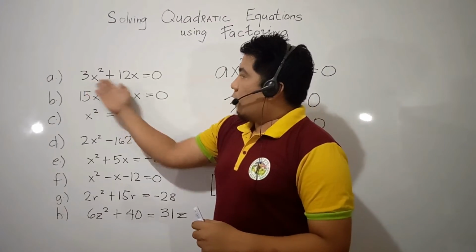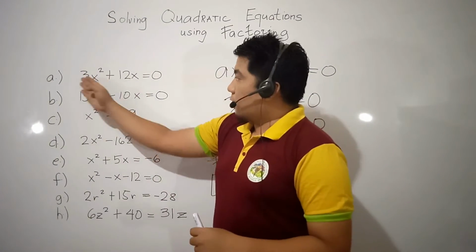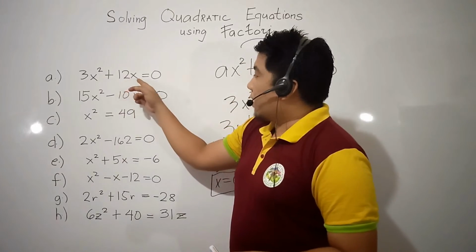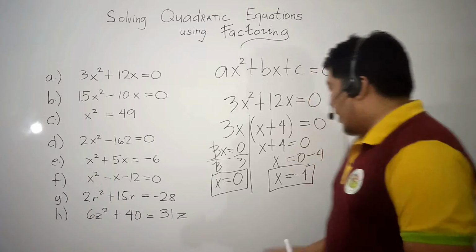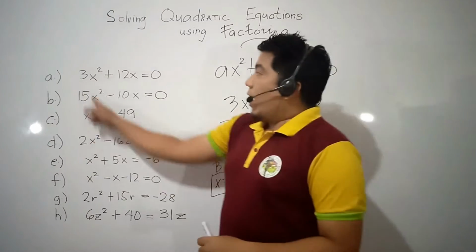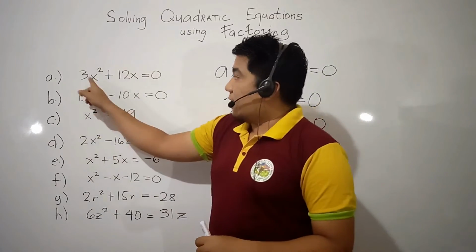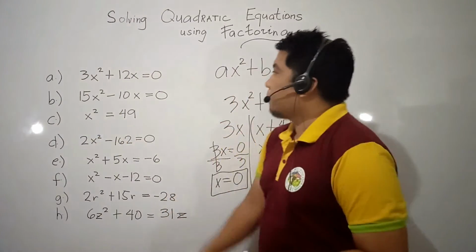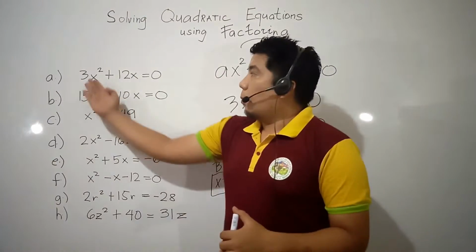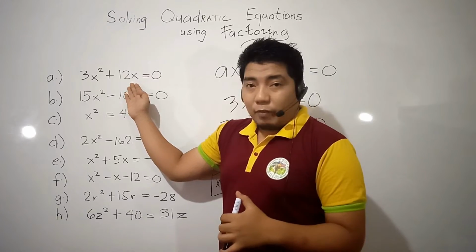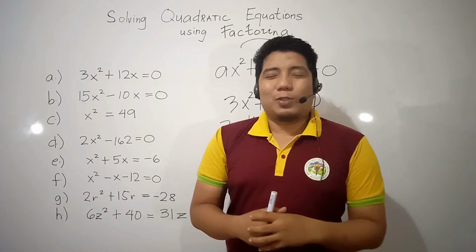If you substitute 0 for the values of x, 0 squared is 0. 0 times 3 is 0. 12 times 0 is 0. So, 0 plus 0 is equal to 0. Check. Okay. Next, we go to negative 4. Negative 4 squared is equal to 16. 16 times 3 is 48. 12 times negative 4 is negative 48. So, positive 48 plus negative 48 will give us 0. It's easy, right? Now, let's go to the next example.